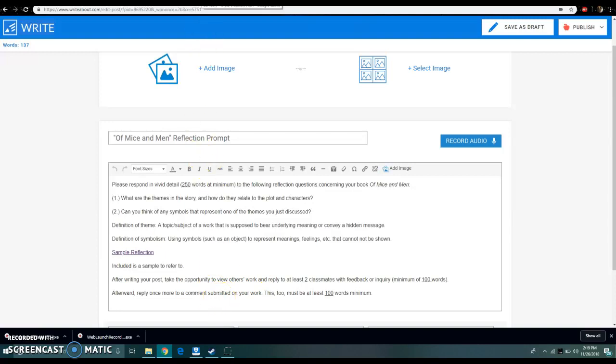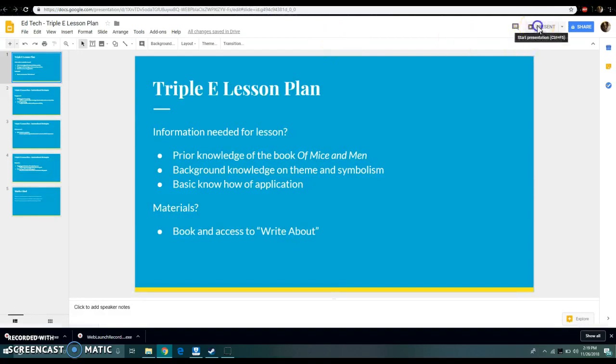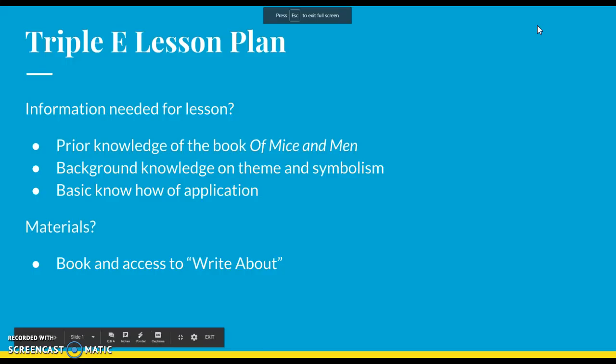All of the information needed to carry out this lesson is prior knowledge of the book Of Mice and Men, background knowledge on theme and symbolism, and basic knowledge of the application. Materials would include the book to refer to and access to write about.